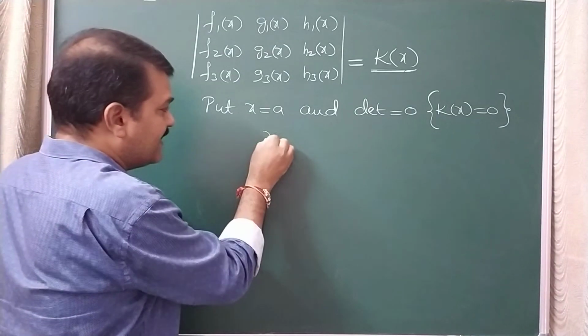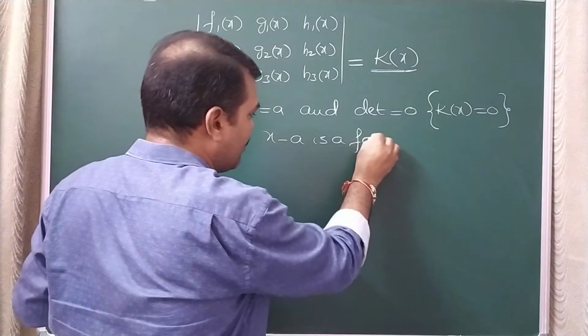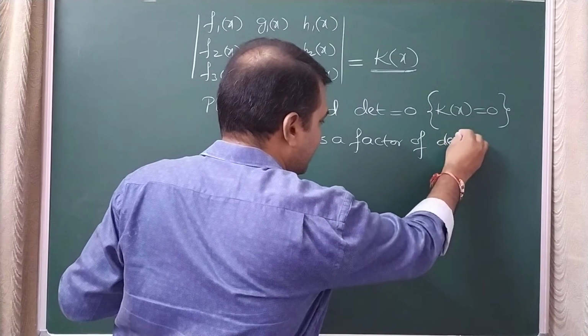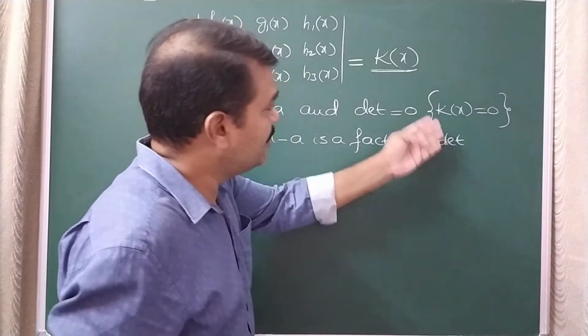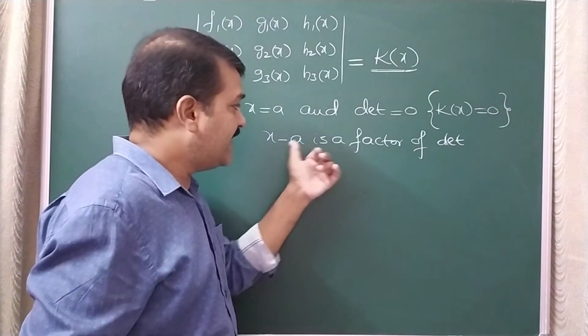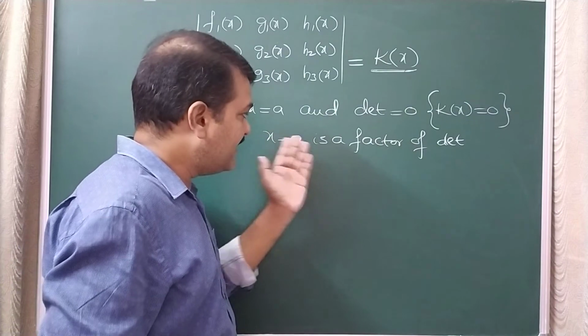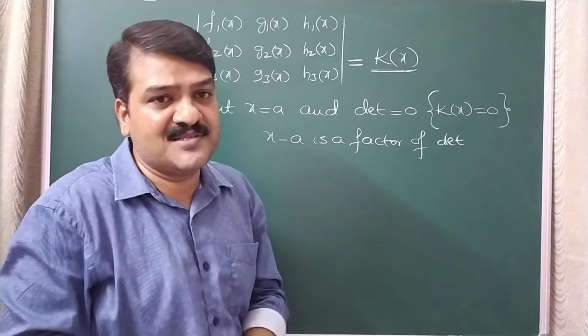Okay, then I can write that x minus a is a factor of the determinant. X minus a is a factor of the determinant. What is the determinant? I took k of x, no? So x minus a is a factor of k of x. That means x minus a is a factor of this determinant. Determinant is nothing but k of x.